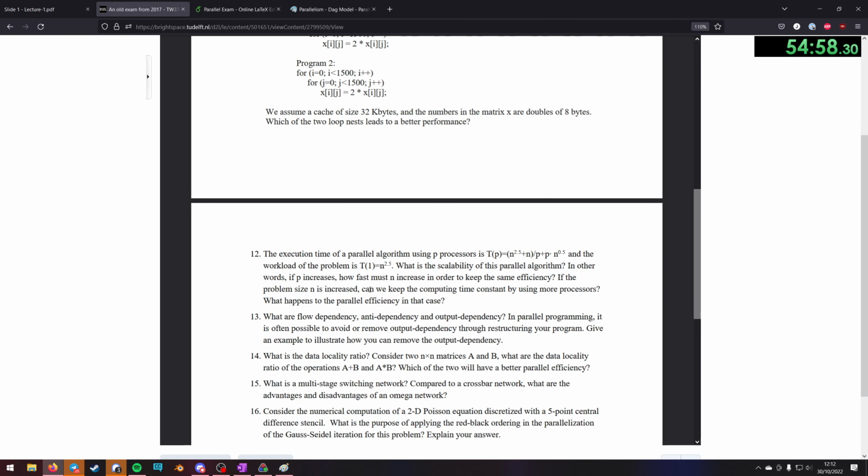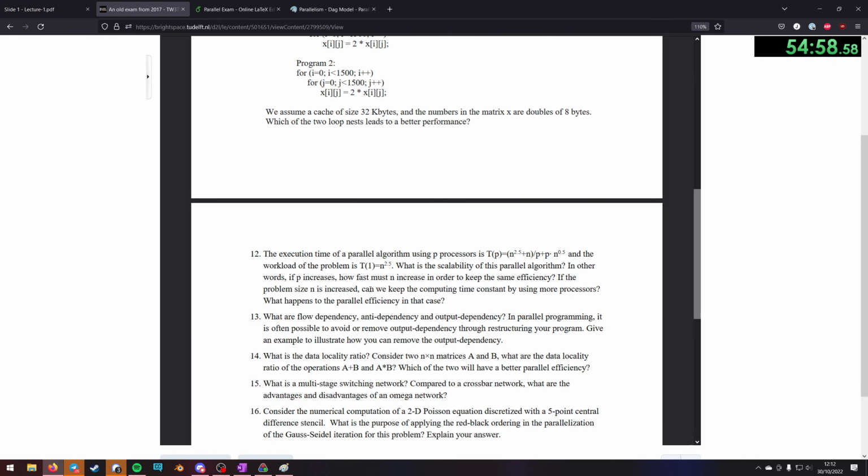If the process can we keep the computing time constant? No. What happens to parallel efficiency in that case? It goes down, right? Because adding more cores doesn't give better performance. It goes down in those graphs as well, since adding more cores doesn't mean better performance. So this is what they call sublinear speedup. Crazy fancy terms. Right, let me close this.